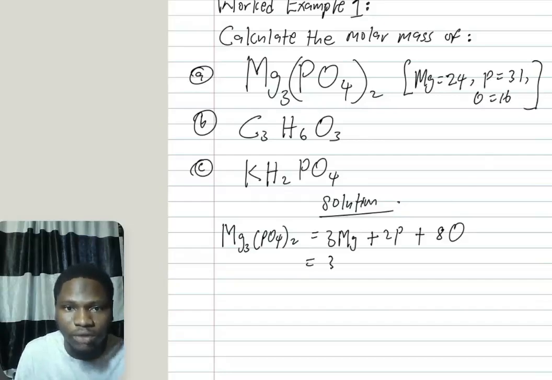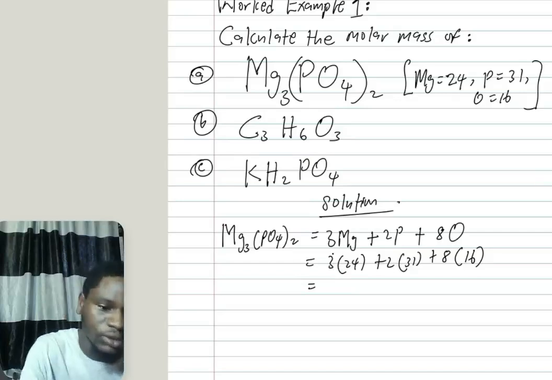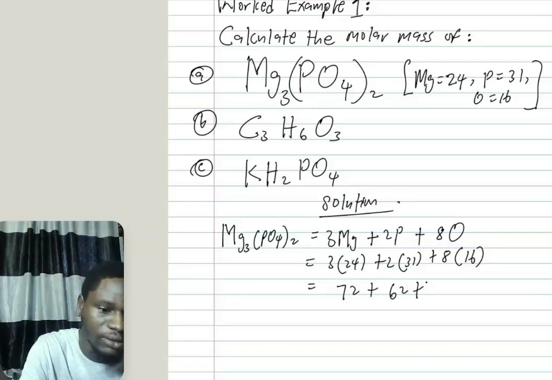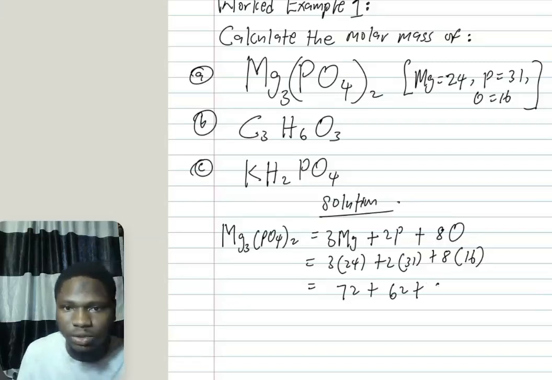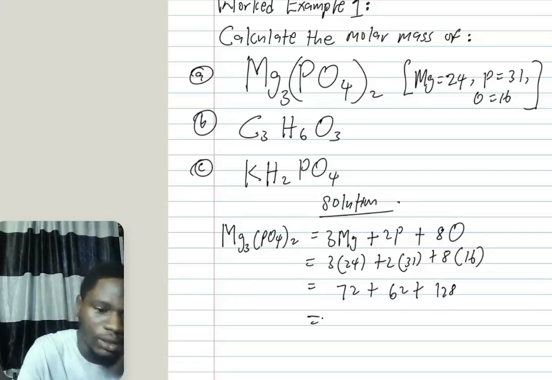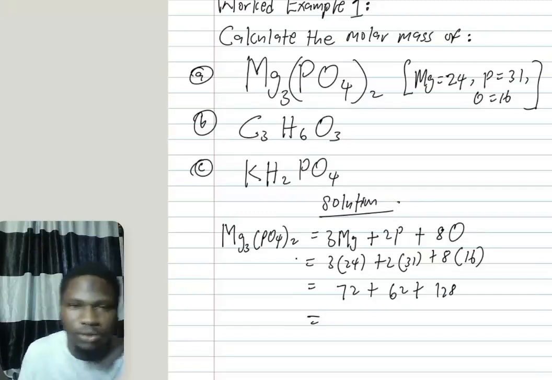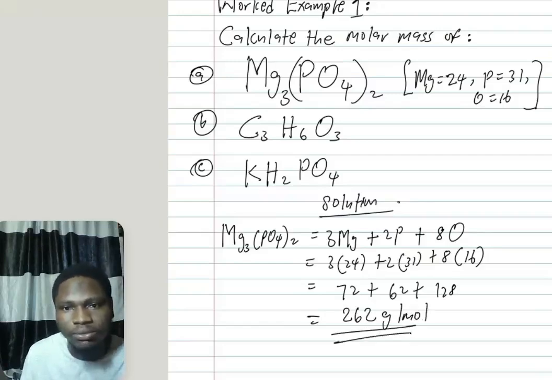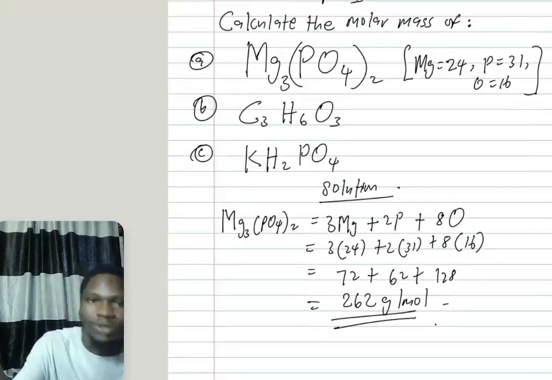So let us substitute. We have 3 times 24, plus 2 times 31, plus 8 times 16. 3 times 24 gives me 72, plus 62, plus 8 times 16, which gives me 128. If I add 128 plus 62 plus 72 together, that gives me 262. So my answer is 262 gram per mole. That is the molar mass. We calculate it just the same way we calculate the relative molecular mass, as I've said earlier.